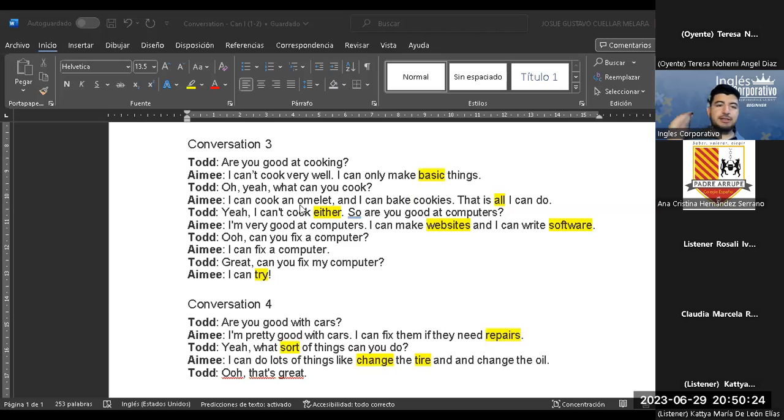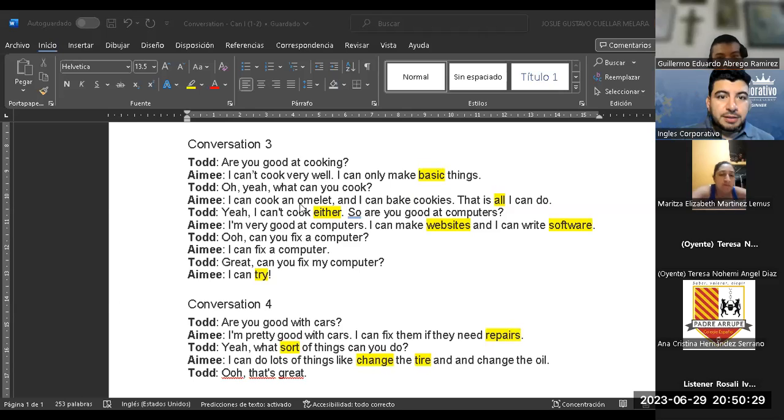Okay, my friends, let's see who wants to participate with this conversation. We have three and four. Conversation number three, it's longer, and conversation four is kind of short. Okay, Maritza, could you help us, please? Conversation three or four? Three. Oh, okay, please, who was your classmate? Guillermo. Yes, very nice, duo, okay? Please, go ahead.